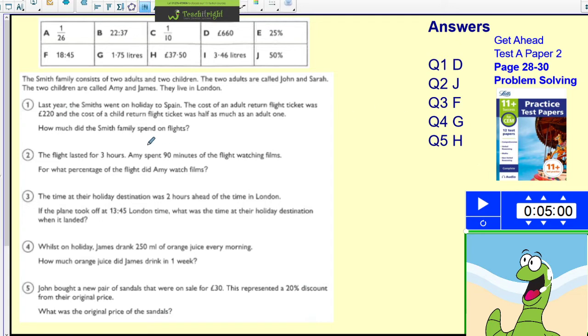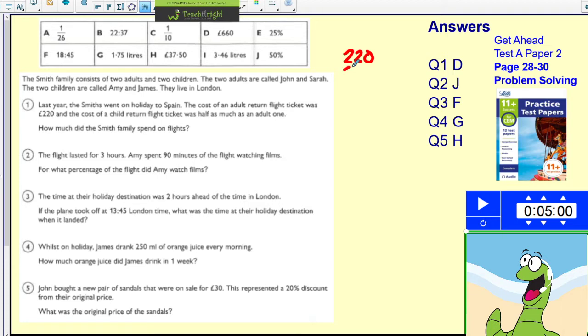Last year, the Smiths went on holiday to Spain. The cost of an adult return flight was £220. The cost of a child return flight was half as much. How much did the Smith family spend on flights? Well, let's just check. There's 2 adults, so we need to have two 220s. That's just reading from the passage at the top. And there are 2 children. So the cost of a child ticket was half of the cost of an adult, but then 2 of those half price will just cost another 220.